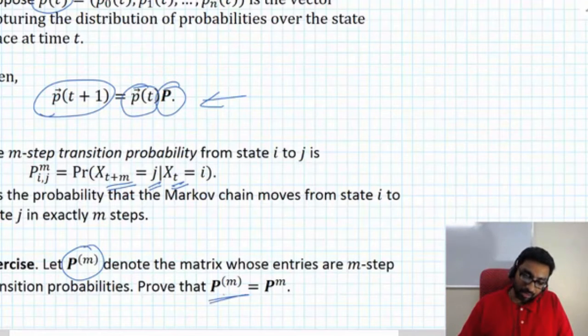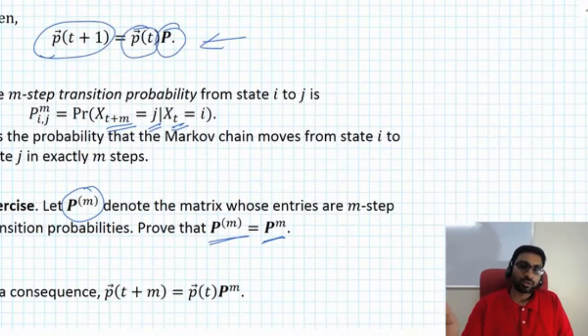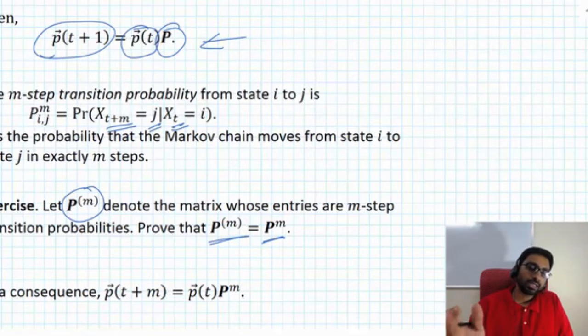this matrix, whose entries are the m-step transition probabilities, can be obtained simply by taking the transition matrix and raising it to the power m. Quite naturally, as a consequence, if you take the probability distribution at some time t and multiply it with the transition matrix raised to the power m, you will get the probability distribution at time t plus m.